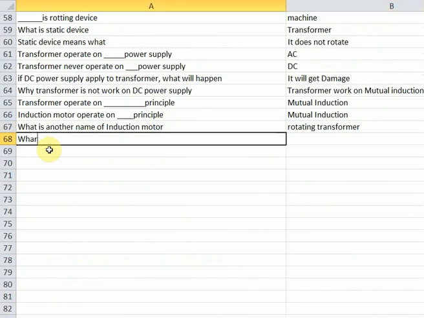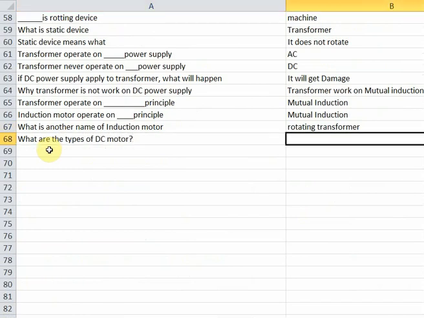What are the types of DC motor? DC compound motor, DC shunt motor, DC series motor. Okay, good.